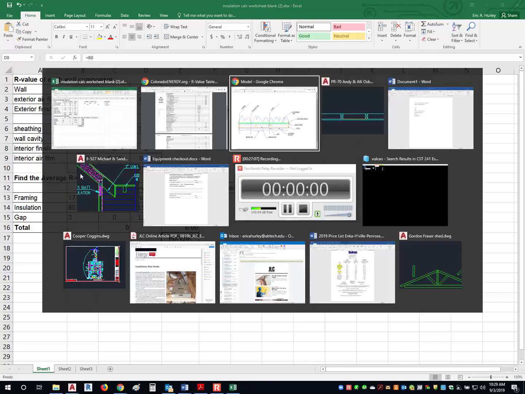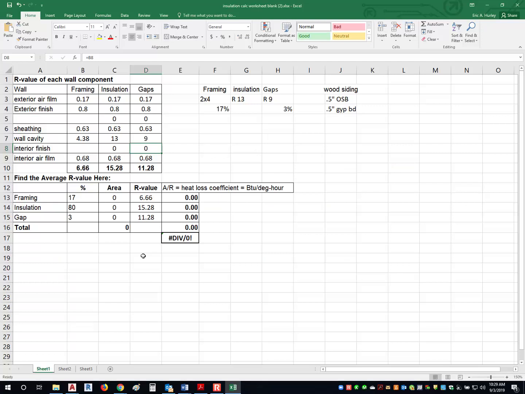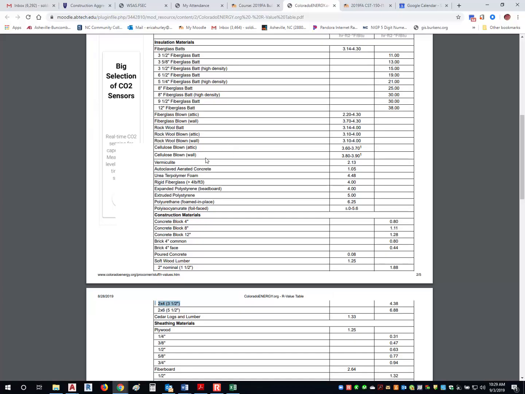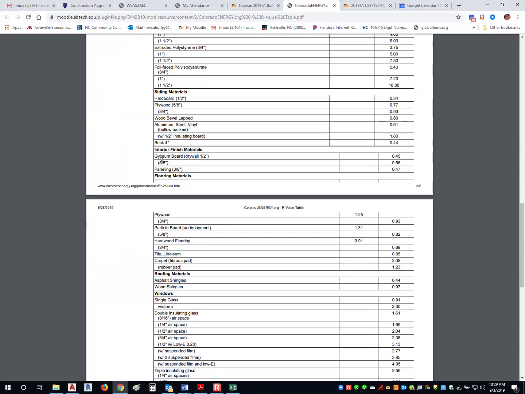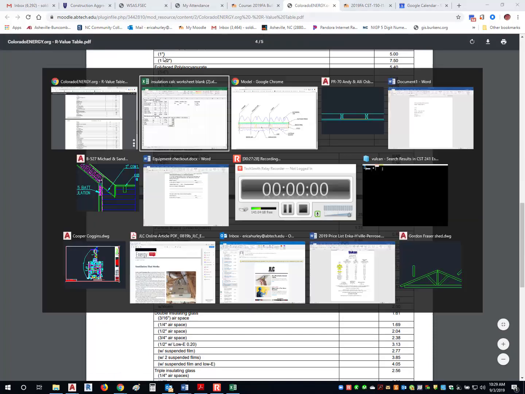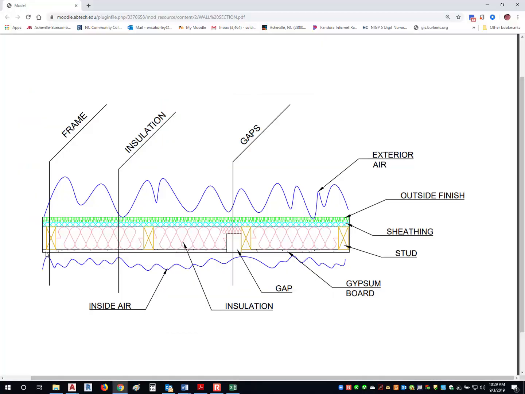Now we got to do the interior finish. Our interior finish is gypboard. We have 1/2 inch gypboard. So let's go back over to our R value table, and we should have interior finishes. We do, interior finishes, gypboard, drywall 1/2 inch, 0.45. So let's go back over here and type in 0.45. Boom! It goes all the way across through all of them. The drywall goes through all of them. Like I say, I didn't show it here, but we count that going through the gaps.